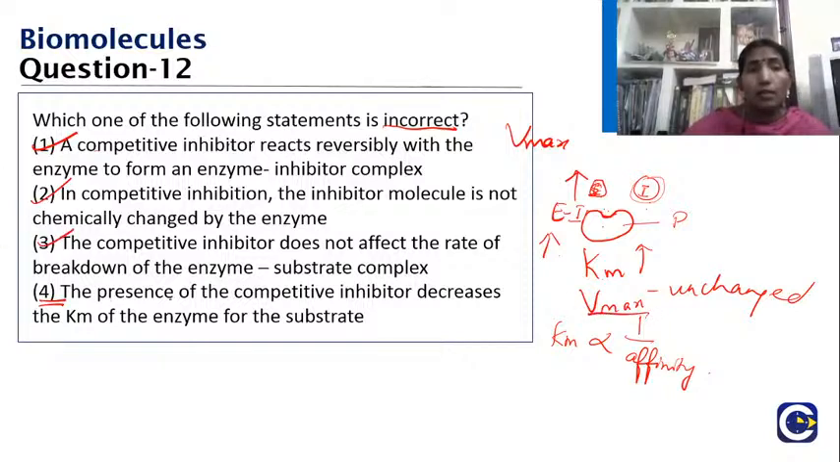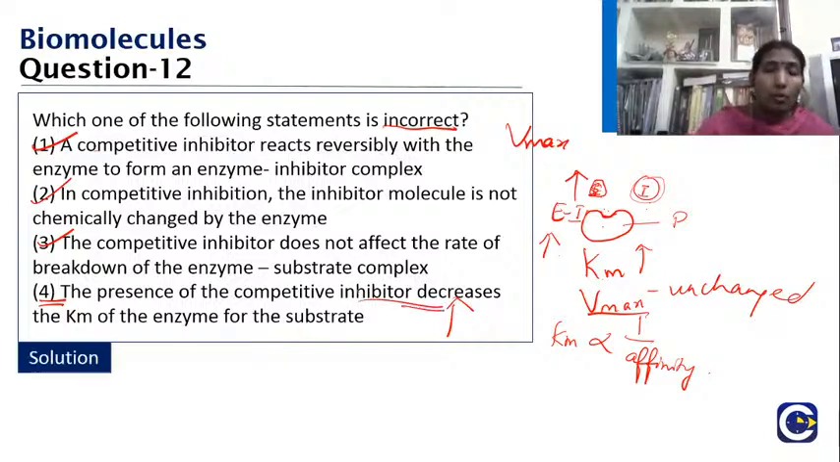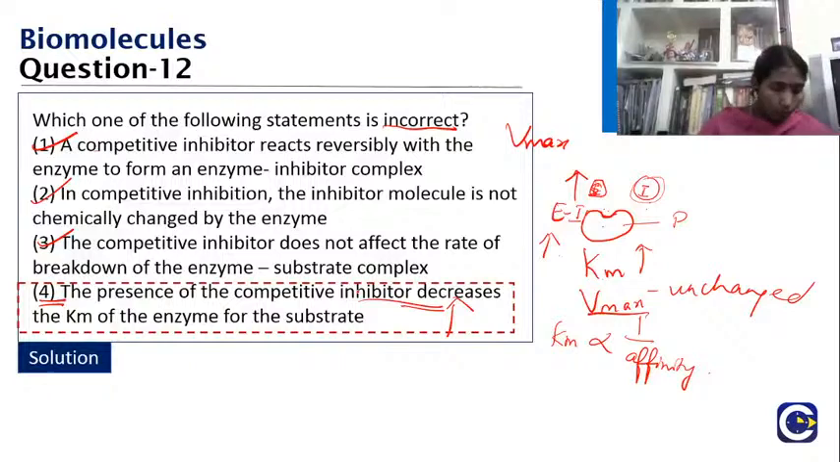So what is the next one? The presence of the competitive inhibitor decreases the Km. That is not correct. It always increases the Km of the enzyme for that substrate. So this is the incorrect answer. So the option should be what? The fourth one. Yes, students, Lakshmanan, Jeevita, Akshaya, you have given the right answer.